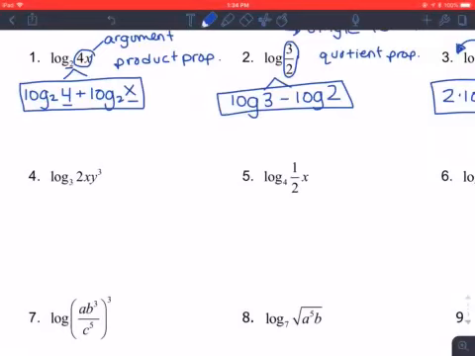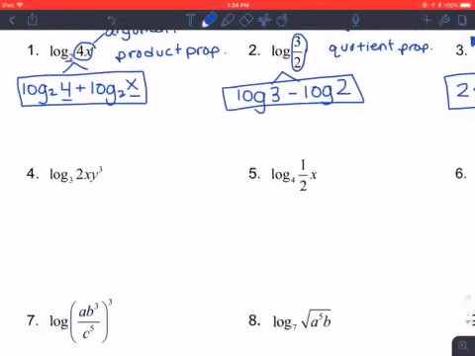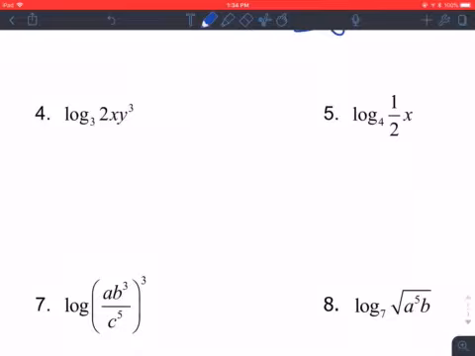We're going to continue with example 4. Now we'll get to use multiple properties here. I have 3 terms in my argument at the moment, 2, an x, and a y. So I will end up with 3 separate logs. Since they're all being multiplied, I'm going to start with that product property.